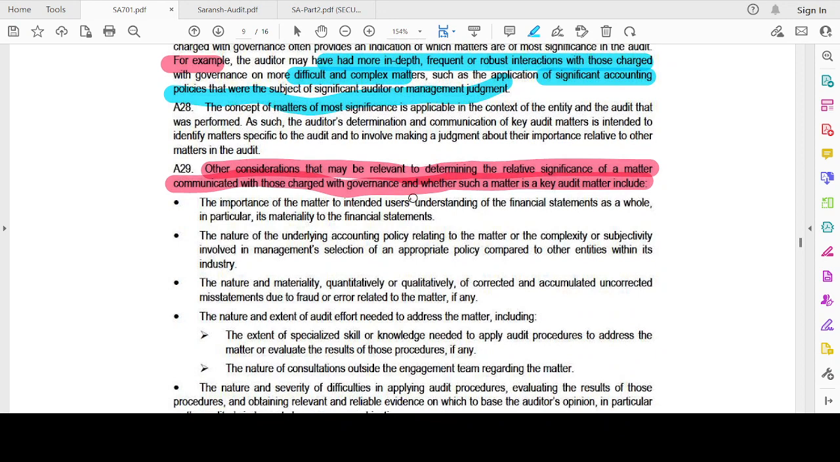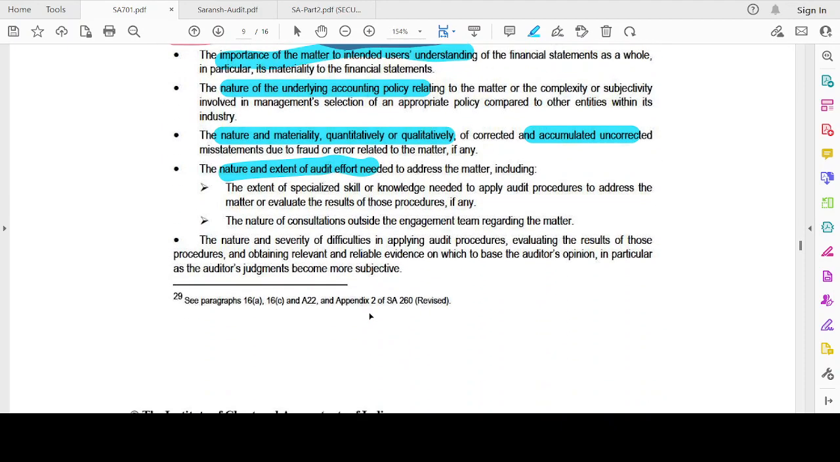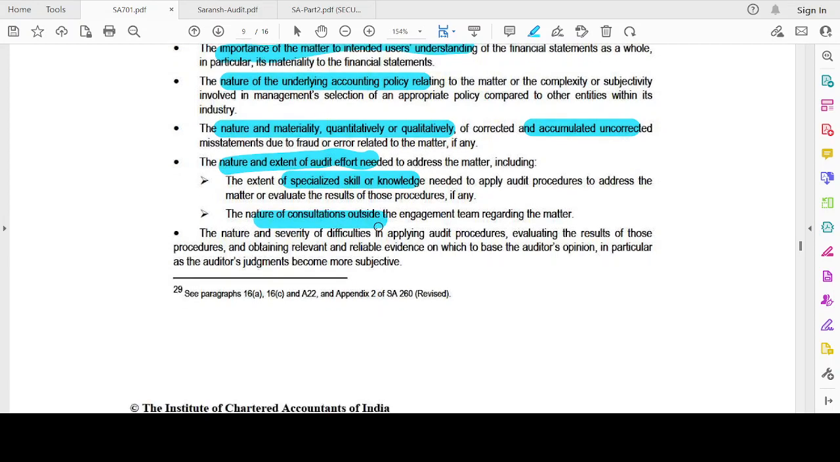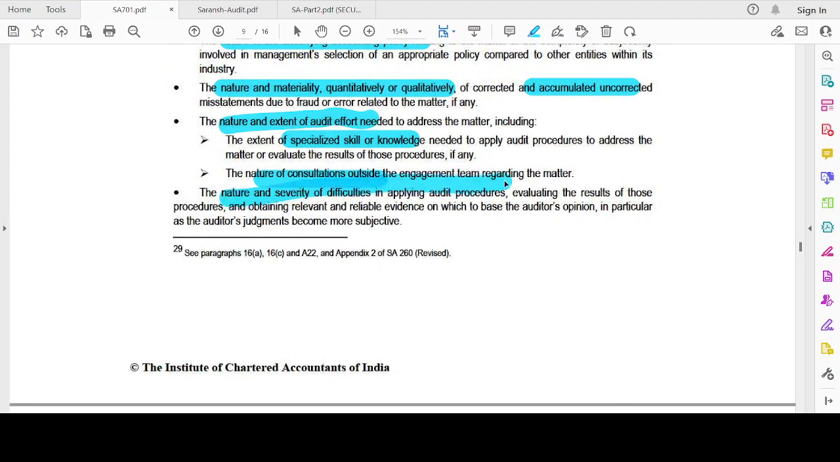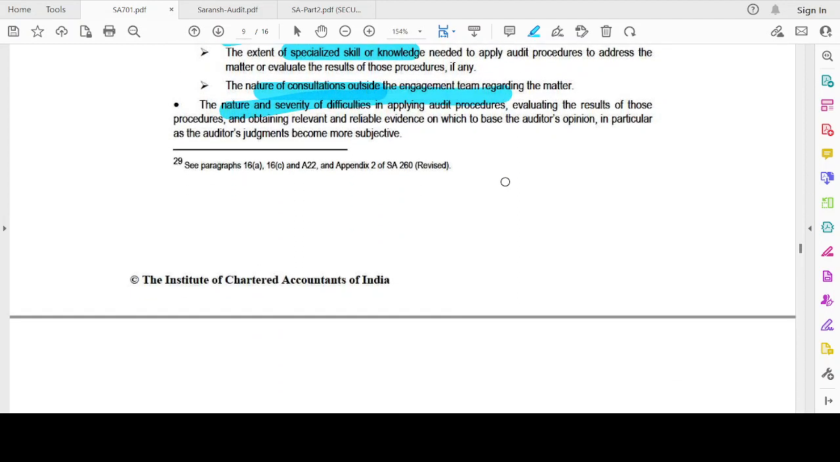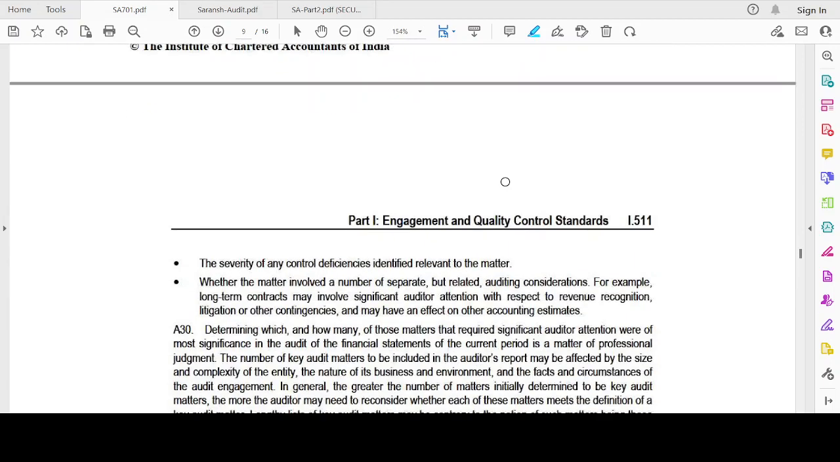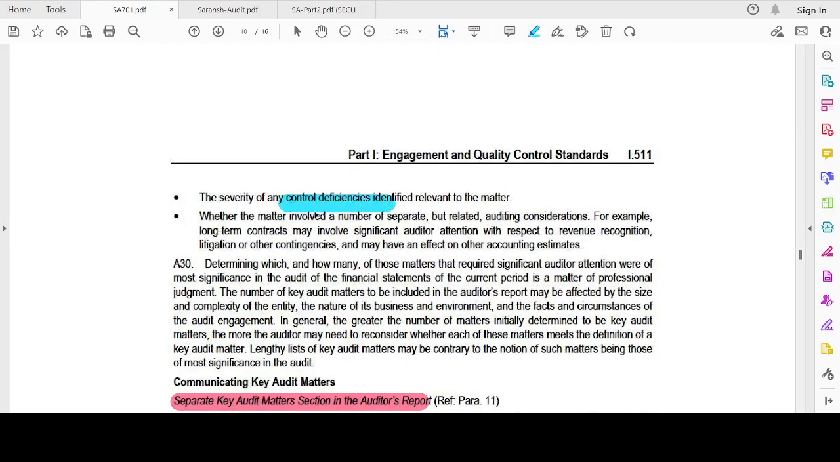Other of the matter, how important it is for the user's understanding, and the nature of the underlying accounting policy, nature and materiality, quantitative and qualitative, of the accumulated or uncorrected misstatement. The nature and extent of the auditor's effort, that is, whether specialized effort is needed, or what consultations I get from outside the engagement team. Nature and severity of difficulties in applying the auditor's procedures, and I'm not able to obtain sufficient audit evidence, or it could be that I have to apply more detailed audit procedures to verify the accuracy of the figures. And then severity of control deficiency identifies whether the matter involved a number of separate but related audit considerations.